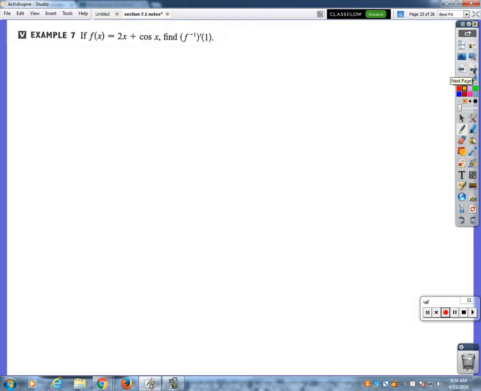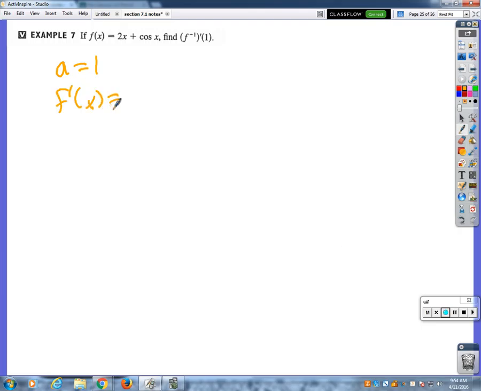Okay, so here we go. If f of x equals 2x plus cosine of x, find the value of the derivative of the inverse at x equals 1. Right, so here's what we know. Sort of relate it to the definition that we just had up there. a is equal to 1. Okay, what else do we need? We need the derivative of the original function.